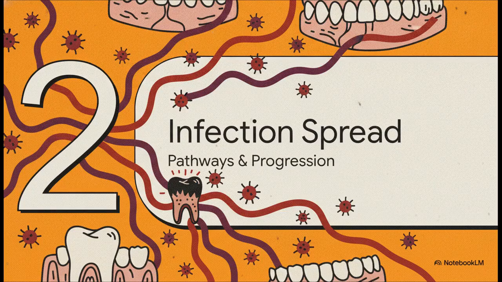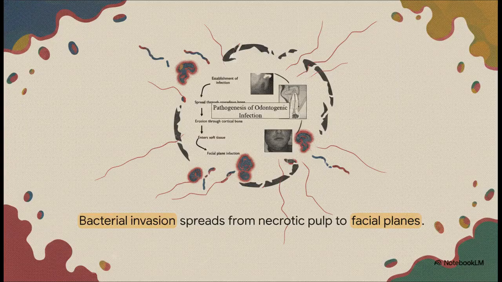Moving right along to Section 2, Pathways of Infection Spread. So how do these bugs actually travel? It's all about the path of least resistance. The usual culprit is deep caries leading directly to pulp necrosis. Without treatment, pressure builds up inside the tooth, strangulating the blood supply. The crucial sequence you need to know is bacterial invasion from that necrotic pulp pushing down through the cancellous bone, actively eroding the cortical plate, and finally breaching out into the soft tissue facial planes.